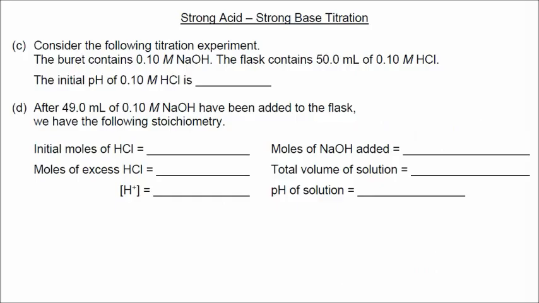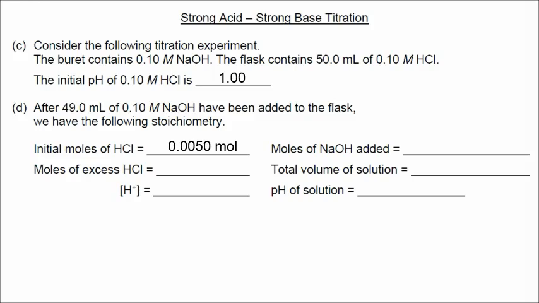Here we have an example of a strong acid, strong base titration. We start with 0.1 molar sodium hydroxide and 0.1 molar hydrochloric acid. Now the flask contains 50 milliliters of hydrochloric acid. Our initial pH of hydrochloric acid would be the negative log of 0.1. So we start out with a pH of 1. And since 50 milliliters is 0.05 liters, multiply that by 0.1 moles per liter. We start out with 0.005 moles of hydrochloric acid.